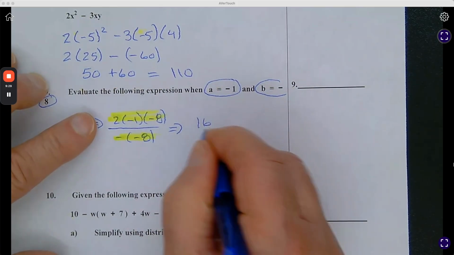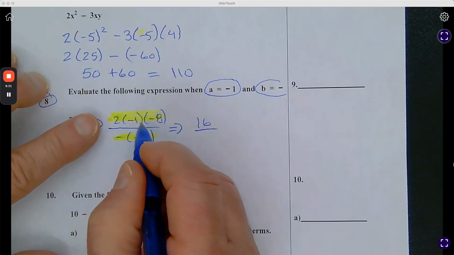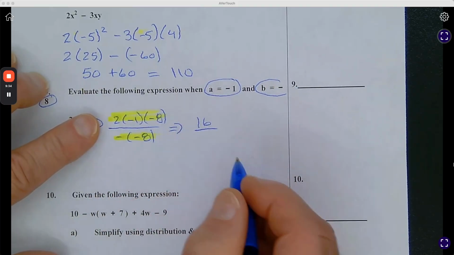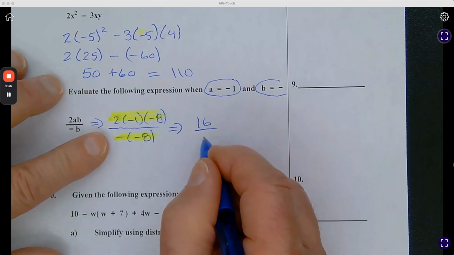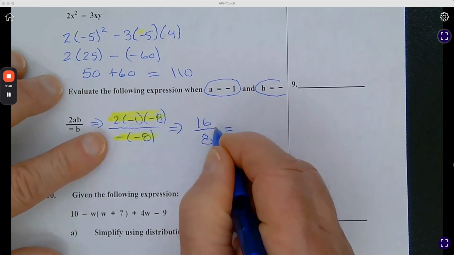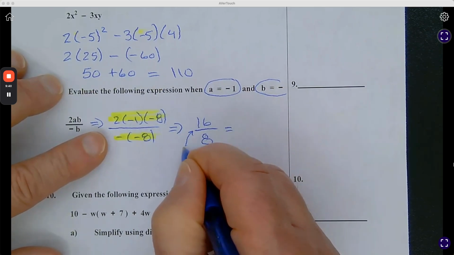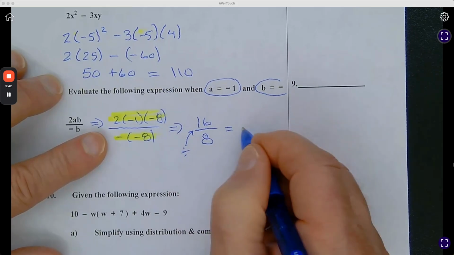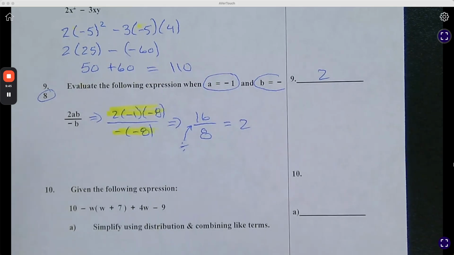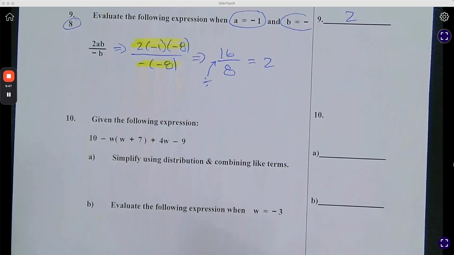This is 16. 2 times negative 1 is negative 2. Negative 2 times negative 8 is a positive 16. Negative negative makes a positive. 16 divided by, fraction bar means division, is 2. We're done. All right, given the following expression.